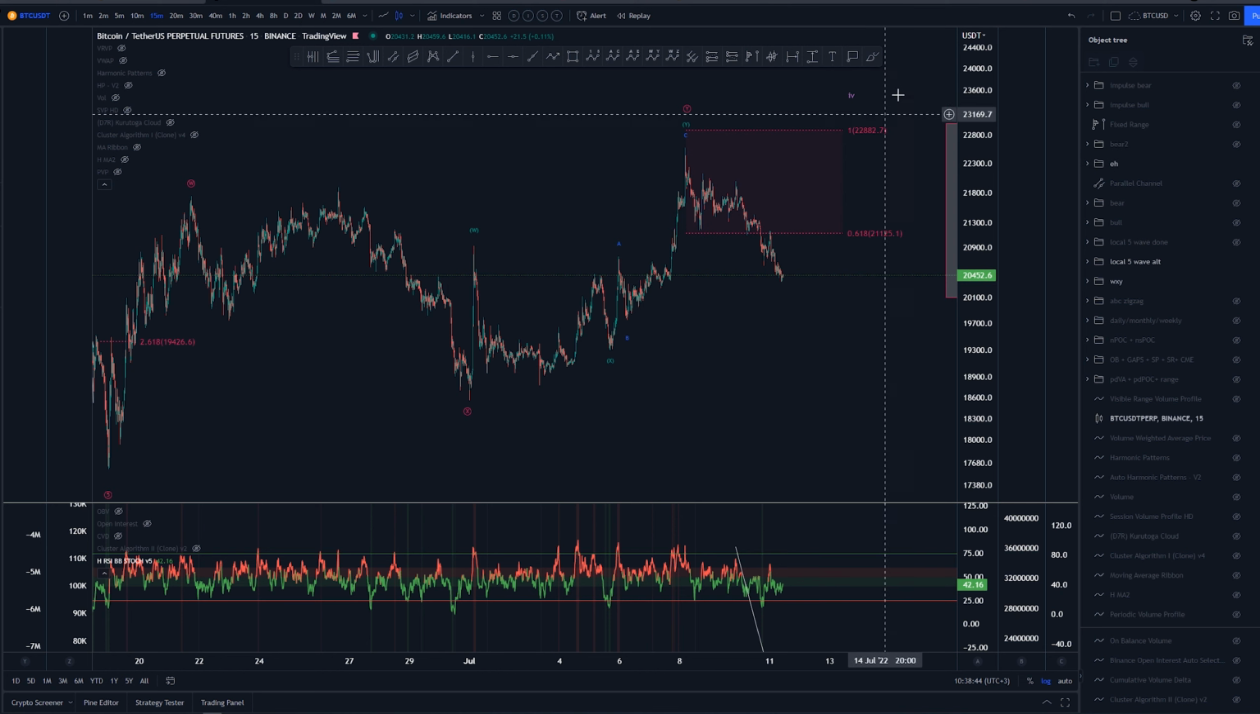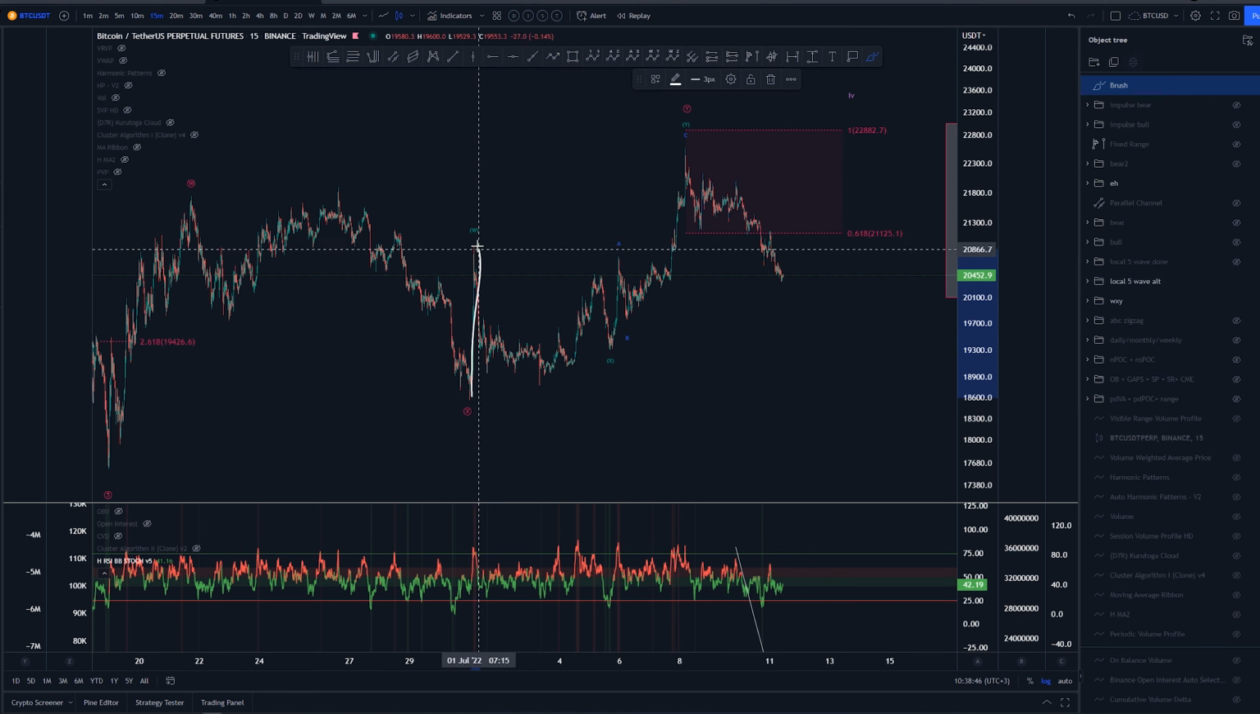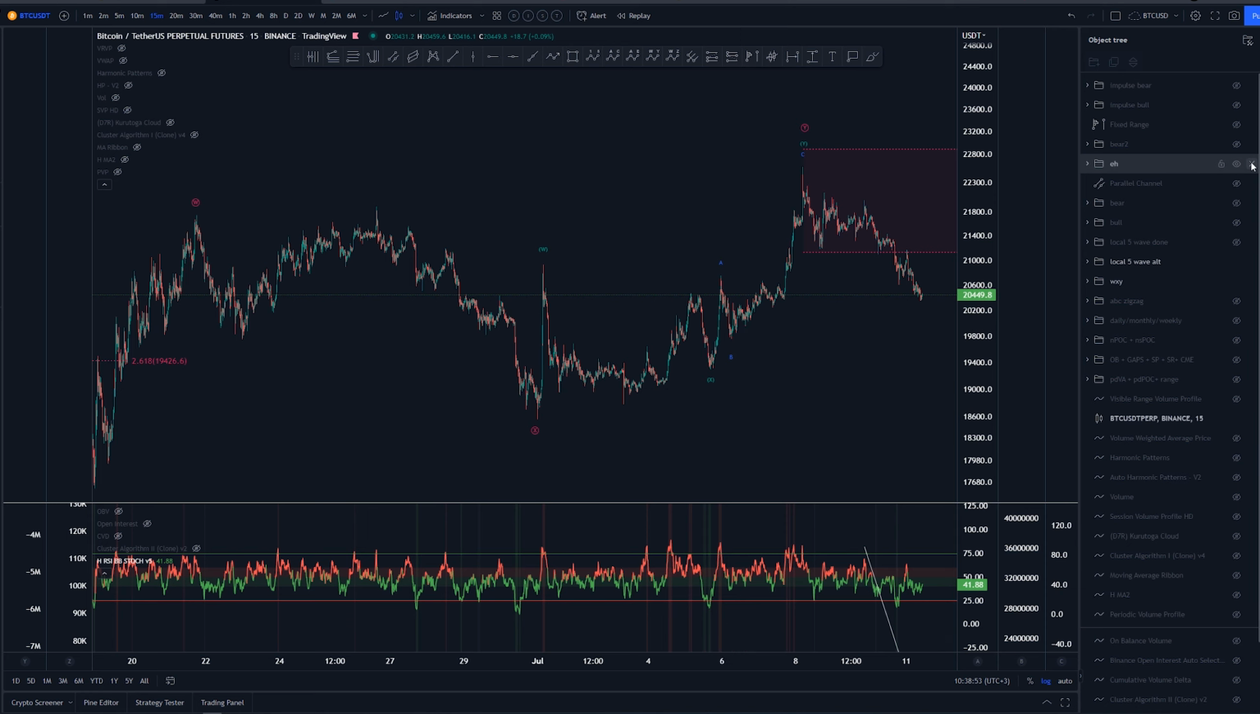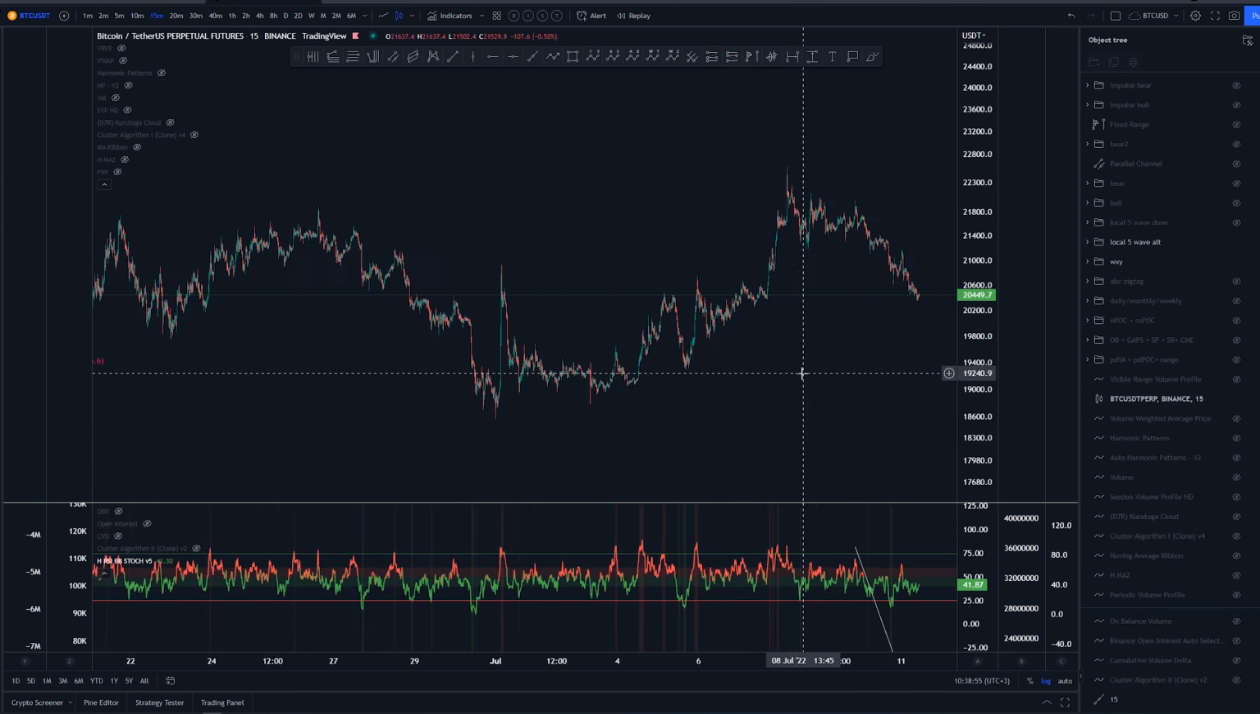Other idea was that we would have this as some kind of three-wave structure, although it is definitely looking more like a five-wave structure to me, so that's why I don't really like it. So let's just delete that.